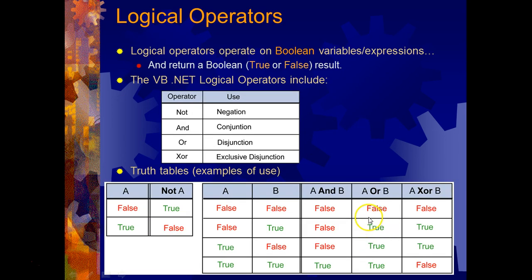Okay, so what did we just say? If A is true, then the OR statement is true. If B is true, then the OR statement is true. Of course, if they're both true, the OR statement is true. But if they're both false, of course, it's not.